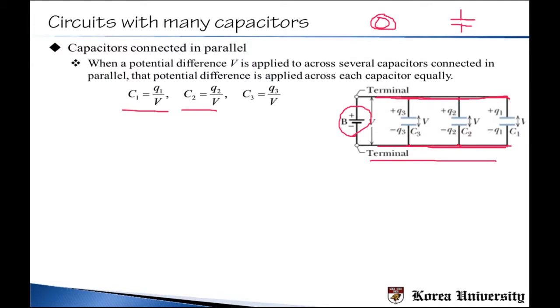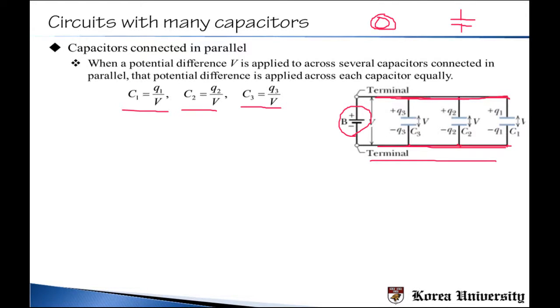So C2 is equal to Q2 divided by V, which suggests that the amount of charge in the second capacitor may be different from that of the first capacitor. And again, for the third capacitor, it's the same. Remember that V are all the same, whereas C and Q may be different from each other. So therefore, we can use this.